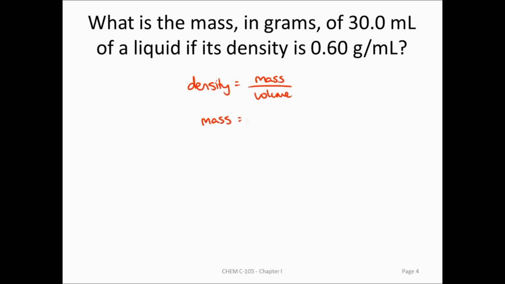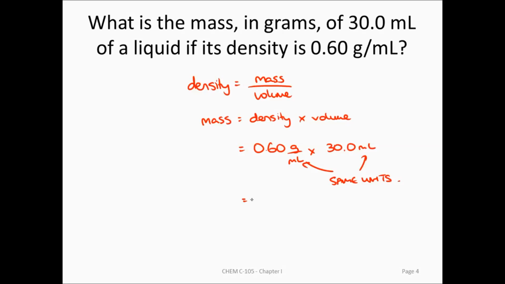So I end up with density times volume. The density is 0.60 grams per mL, and my volume is 30.0 milliliters. Note that when you do this, you need to make sure that the volume in the density unit and the volume unit itself have the same units, and that would be 18 grams in this case.